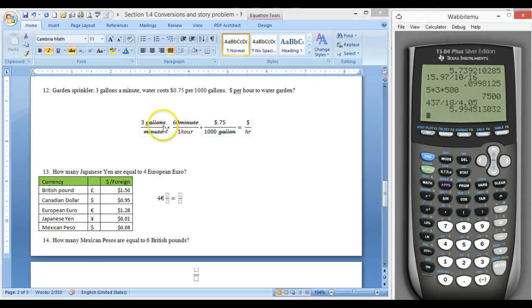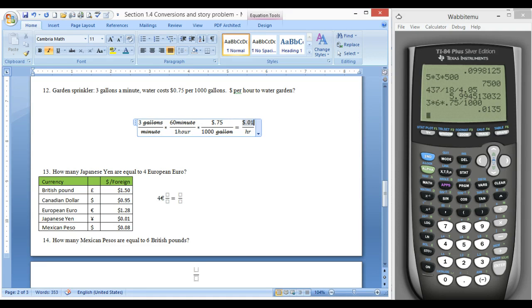So let's calculate it out. 3, 60, and 75 are on top. 1,000 is on the bottom. So I'm going to come over here and do 3, using my number pad, times 60 times 0.75 divided by 1,000 will give me 0.01, so 1 penny per hour to water my garden. All right, let's move to the next one.